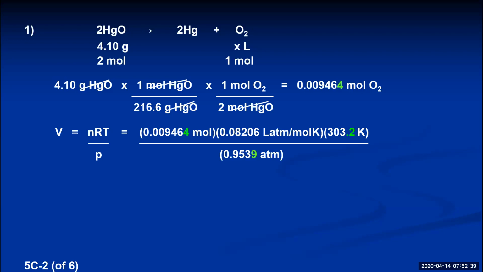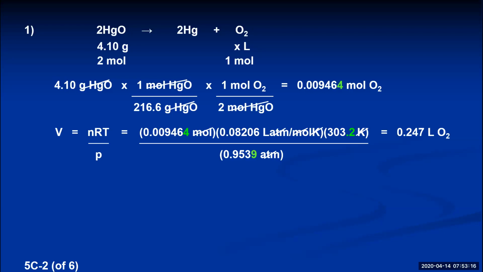We'll take the 30 degrees Celsius and convert that into Kelvin, and that's 303 with a guard digit 0.2. And the given pressure of 725 torr needs to be divided by 760 to convert it into atmospheres, which turns out to be 0.953 guard digit 9 atmospheres. Moles cancel out, atmospheres cancel out, Kelvin cancel out, and we're left over with liters. And so we will have calculated that if you decompose 4.10 grams of mercury(II) oxide, you will produce 0.247 liters of oxygen gas.